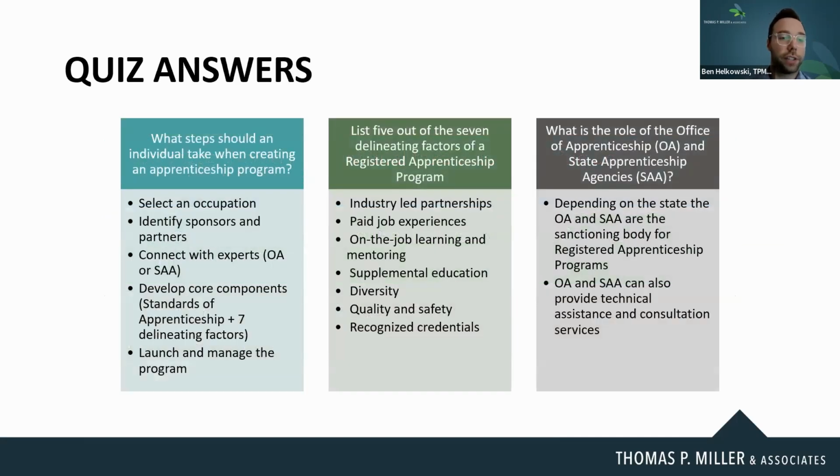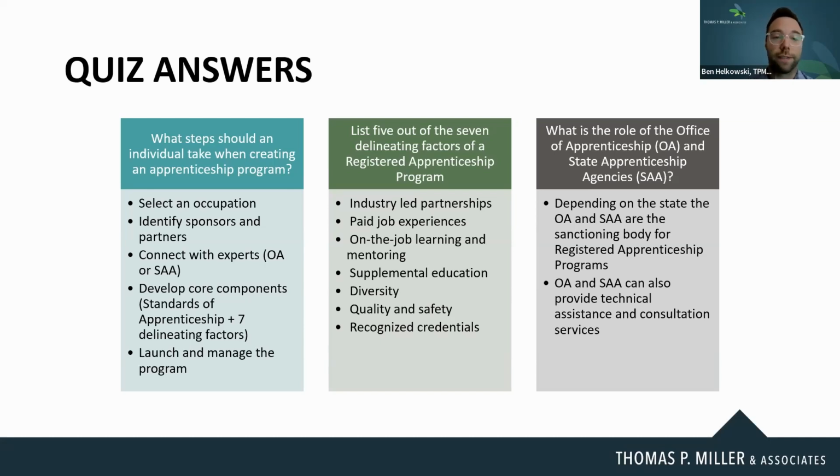So as you can see, the answers are listed here. What steps should an individual take when creating an apprenticeship program? Individuals need to select an occupation, identify sponsors and partners, connect with experts through the Office of Apprenticeship or state apprenticeship agencies, and develop core components, which are the standards of apprenticeship and must contain the 7 delineating factors. Then you can launch and manage the apprenticeship program.